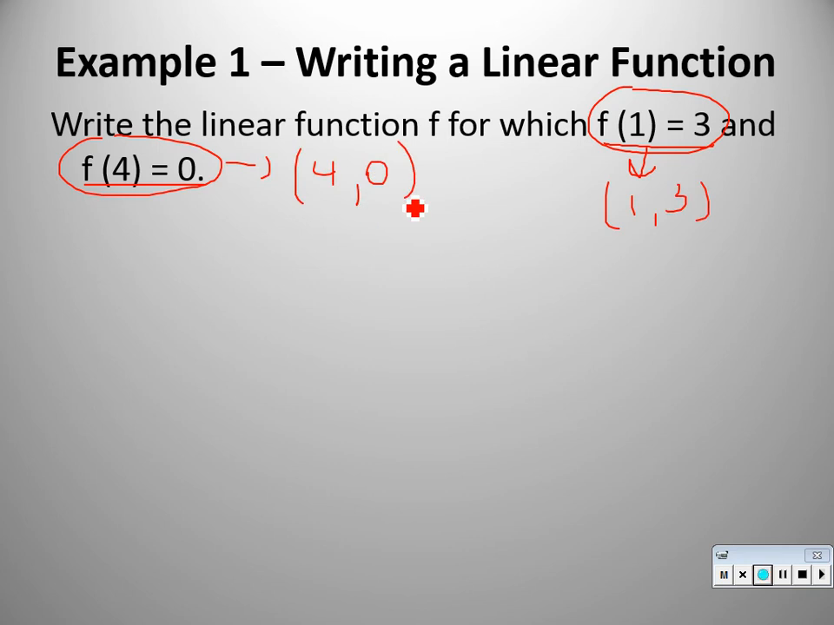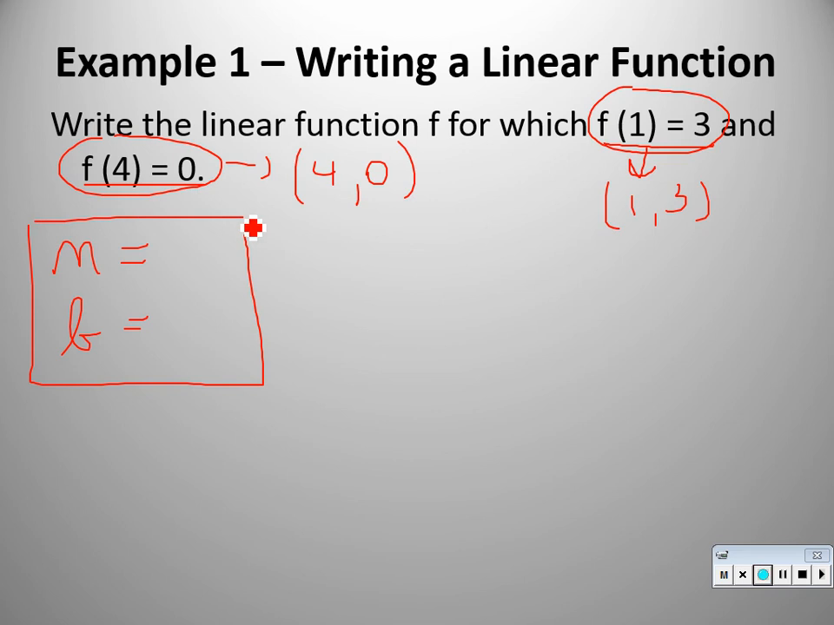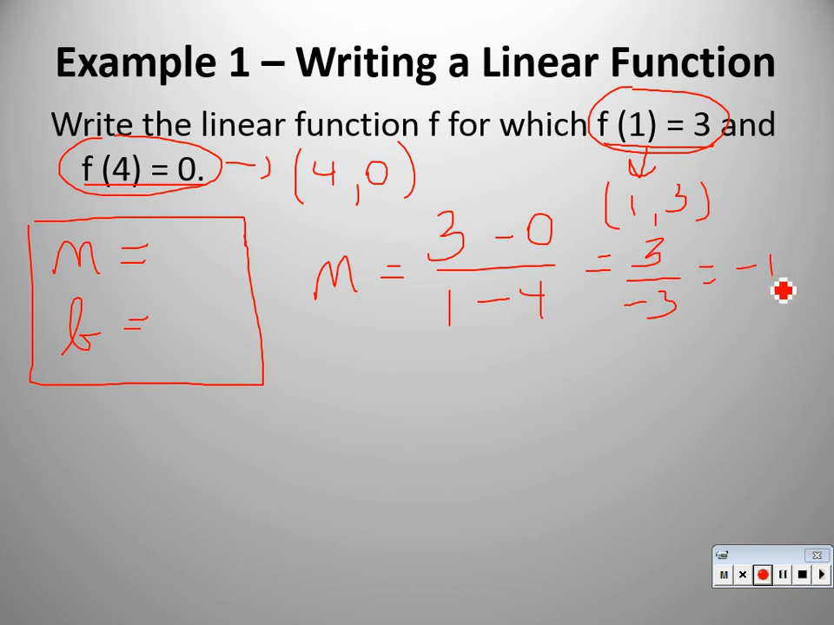So just remember, when we're talking about writing the equation of a line, writing the equation for a linear function, I got to know two things. I got to know the slope, and I got to know the y-intercept. In this particular instance, I don't know either one of those. So what I want to do first is figure out what the slope is. So I'm going to use the formula for slope: y1 minus y2 over x1 minus x2. And when I do that, I get 3 over negative 3, which is negative 1. So that's going to go here.